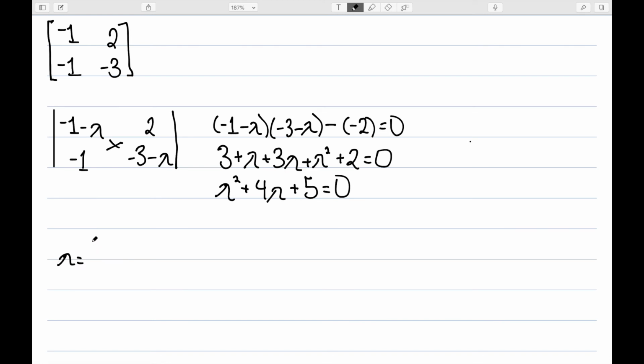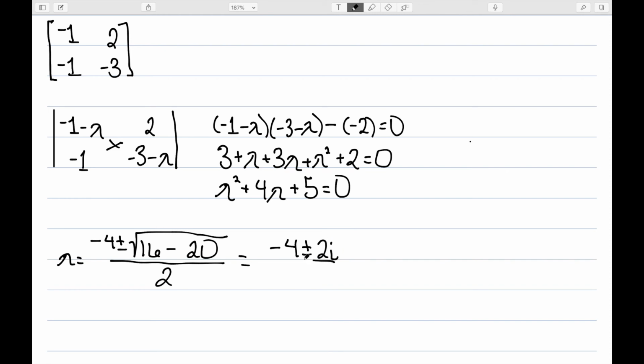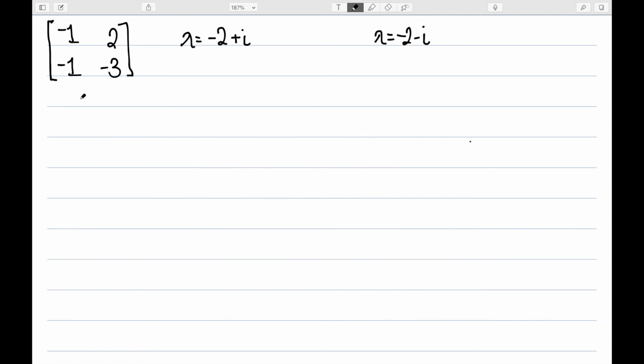The quadratic formula says negative b plus or minus the square root of b squared minus 4 times a times c, all over 2a. This simplifies to negative 4 plus or minus 2i over 2, or negative 2 plus or minus i. So my lambda values will be negative 2 plus i and negative 2 minus i. I now want to find the eigenvectors, so we'll start with negative 2 plus i.